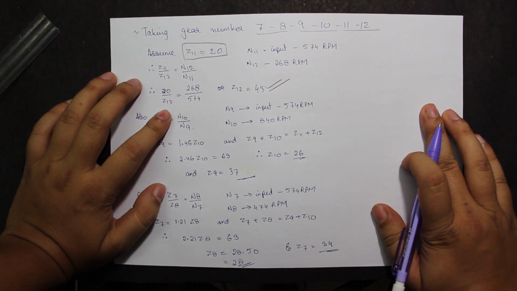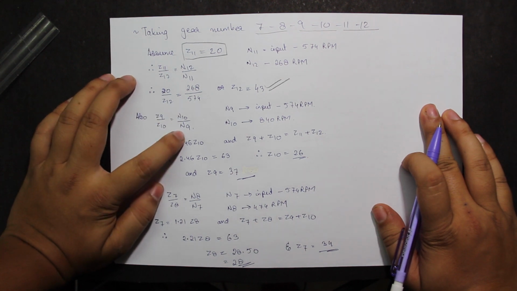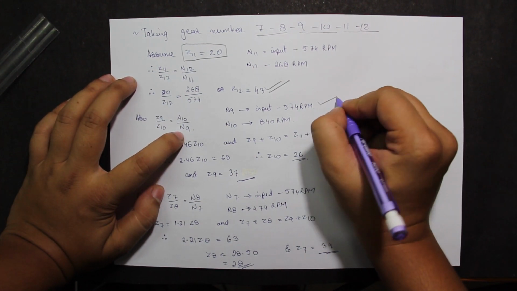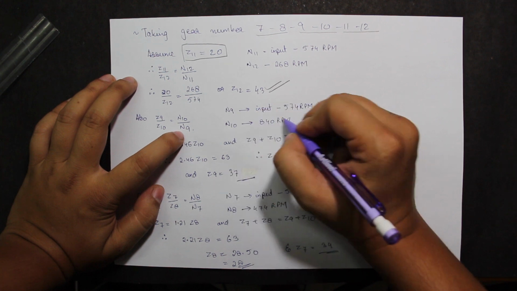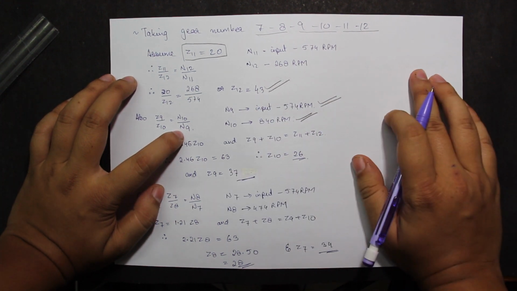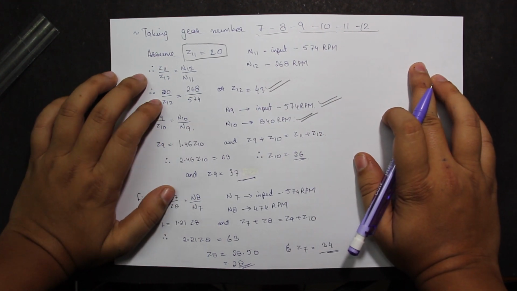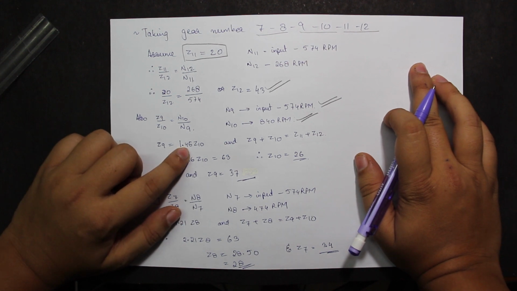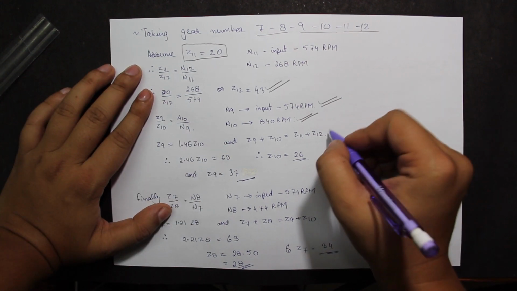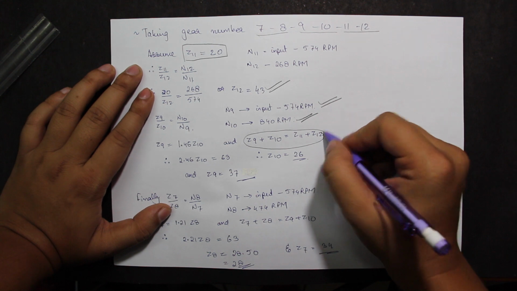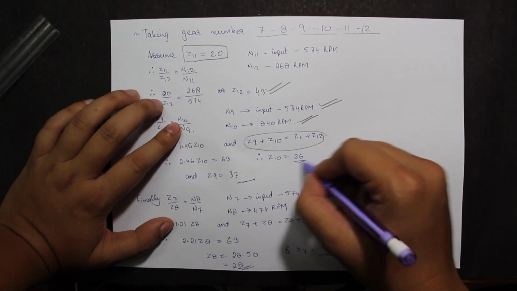Coming to the next pair, I know Z9 by Z10 is equal to N10 by N9. N9, being on the input shaft, is 574, and N10 is 840 as per the kinematic diagram. I can write Z9 in terms of Z10 and substitute in the formula Z9 plus Z10 is equal to Z11 plus Z12, and I get the values for Z10 and Z9.